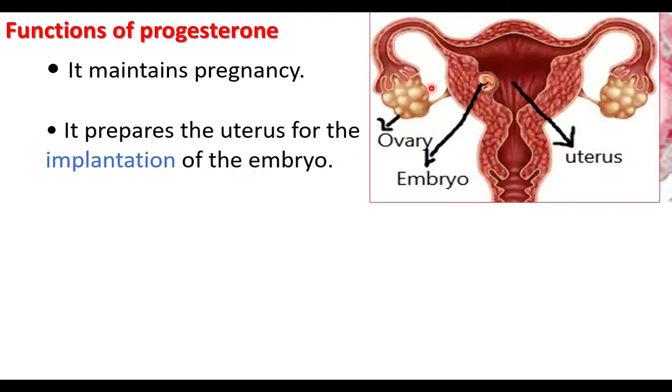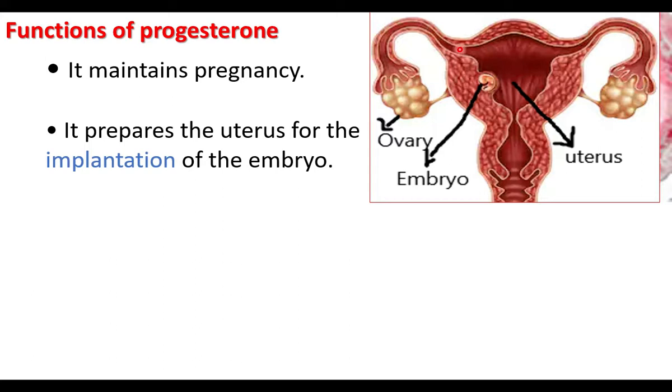This is ovary, this is uterus. The ovary produces ovum. During ovulation, the ovum is released and passes through the oviduct, or this is called the fallopian tube. If fertilization takes place inside the tube, then the zygote starts dividing into 2 cells, 4 cells, 8 cells, and the cells divide further and form a multicellular structure that is called embryo.